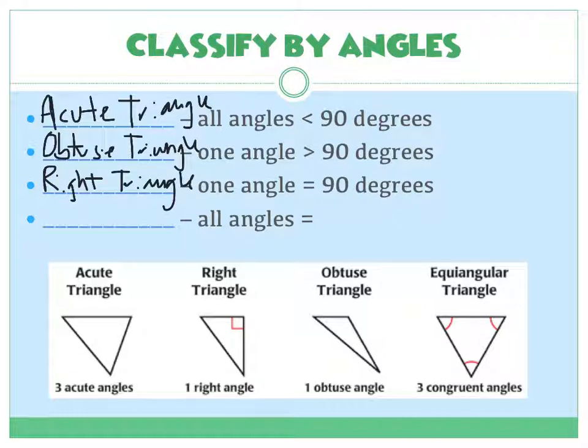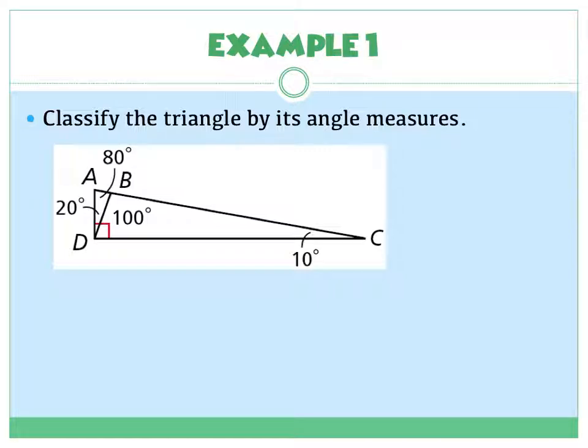And a triangle where all the angles are equal is an equiangular triangle. So on this page it has 4 examples of each of those triangles. I have an example. Classify the triangle by its angle measures.